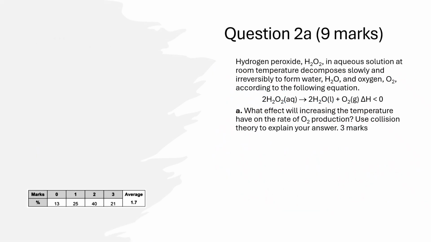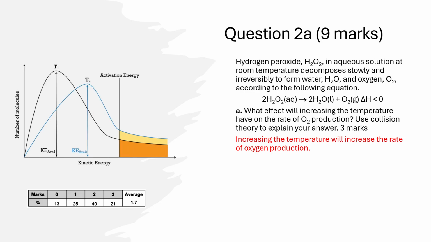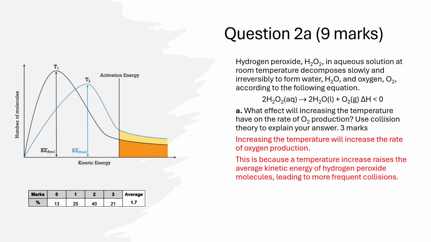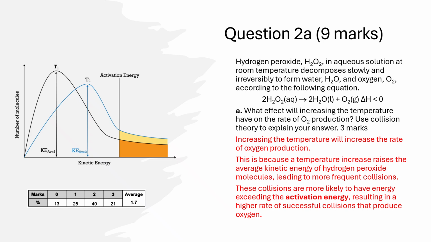Increasing the temperature will increase the rate of oxygen production. This is because a temperature increase raises the average kinetic energy of hydrogen peroxide molecules, leading to more frequent collisions. These collisions are more likely to have energy exceeding the activation energy, resulting in a higher rate of successful collisions that produce oxygen.